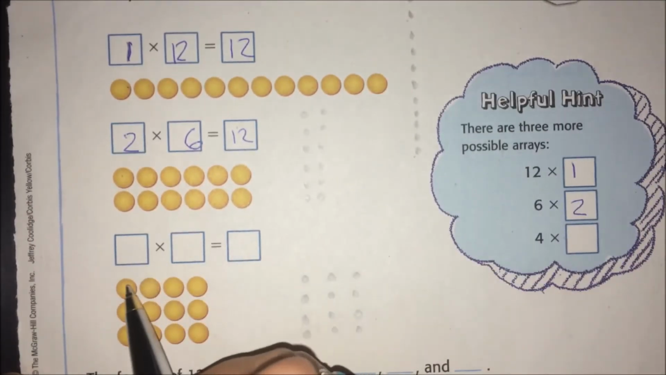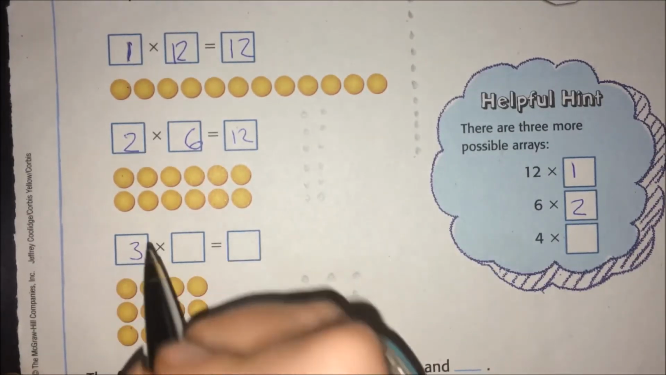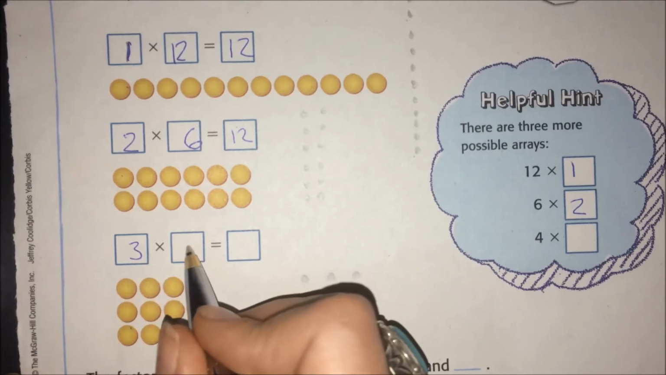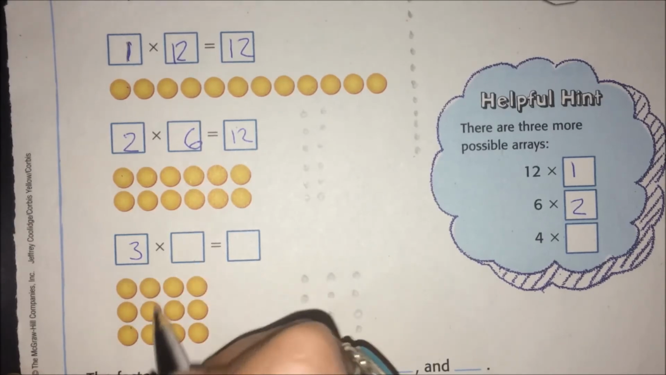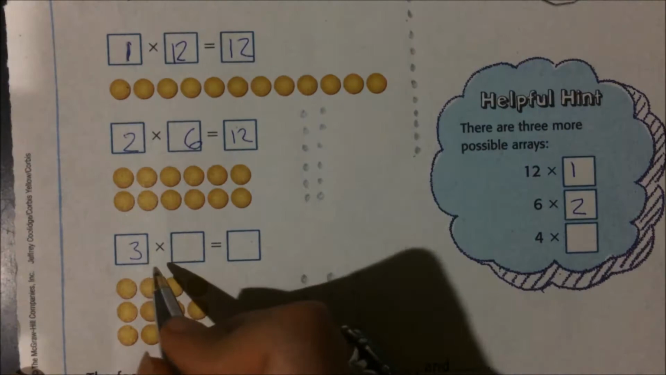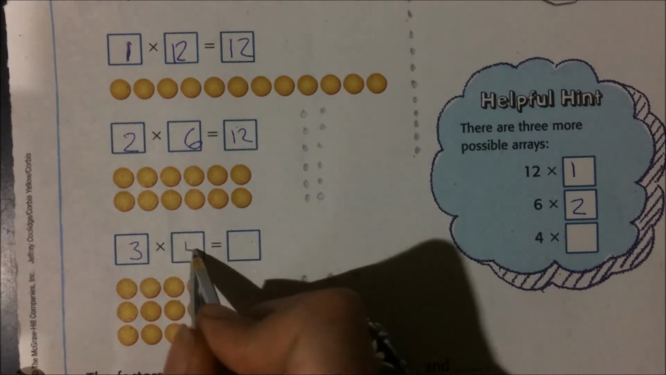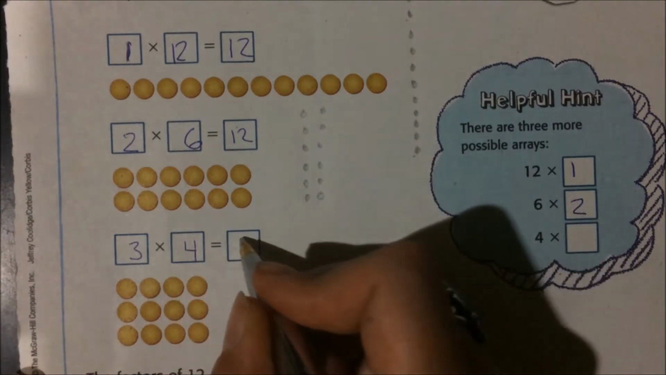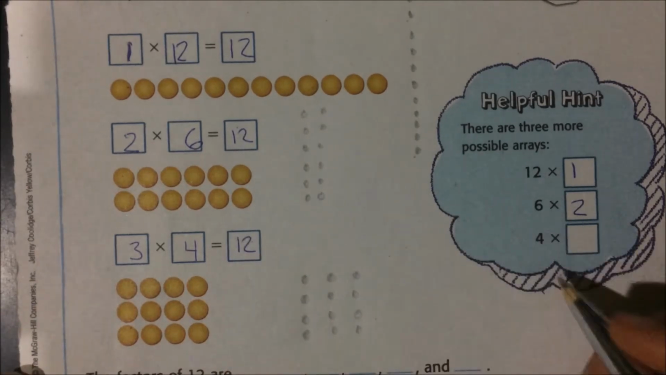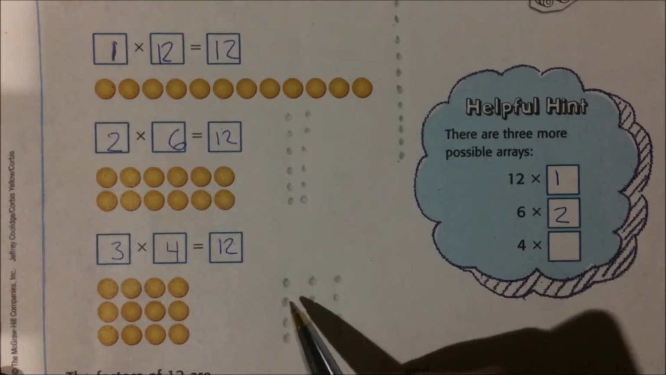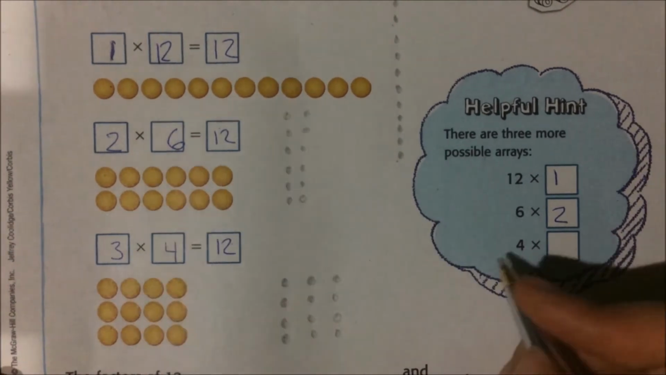Now you could have 3 columns times 4, which equals 12 still. Or you could do it the opposite way. You could have 4 times 3.